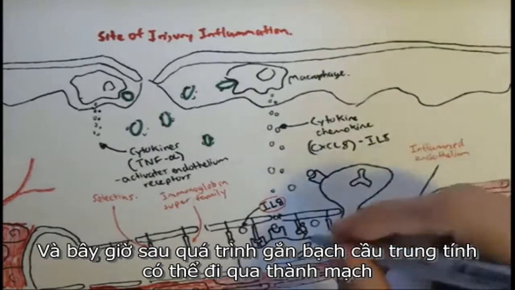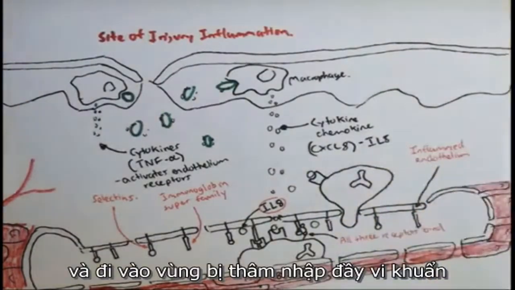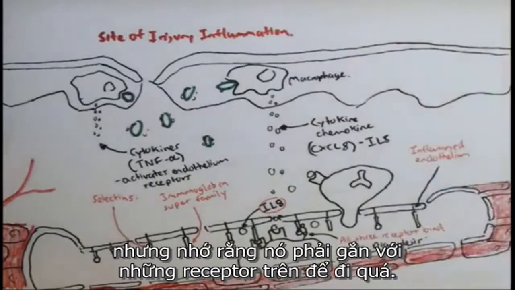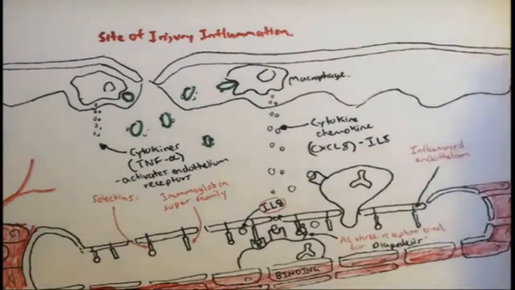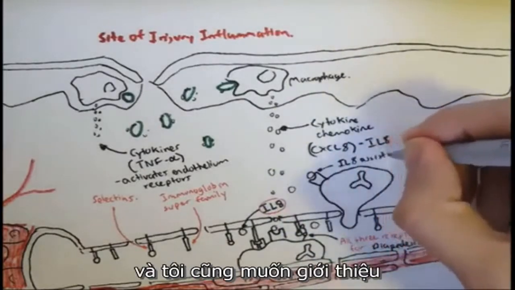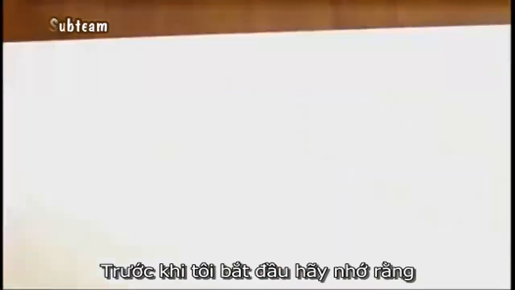And now after the binding process, the neutrophil can then pass through the vessel wall and enter the infiltrated area full of bacteria. But remember, it has to bind to these receptors in order to pass through. Now we will look at these receptors, the endothelial receptors, in a bit more detail, and also I would like to introduce the receptors on the immune cells.